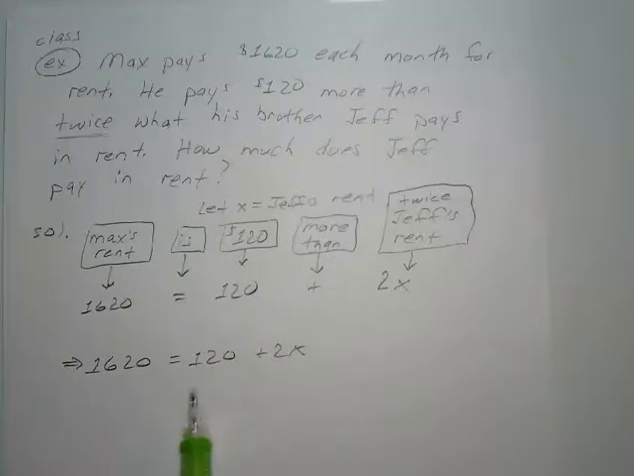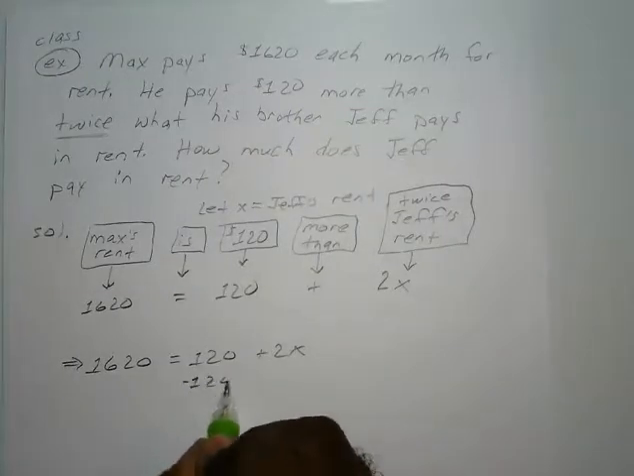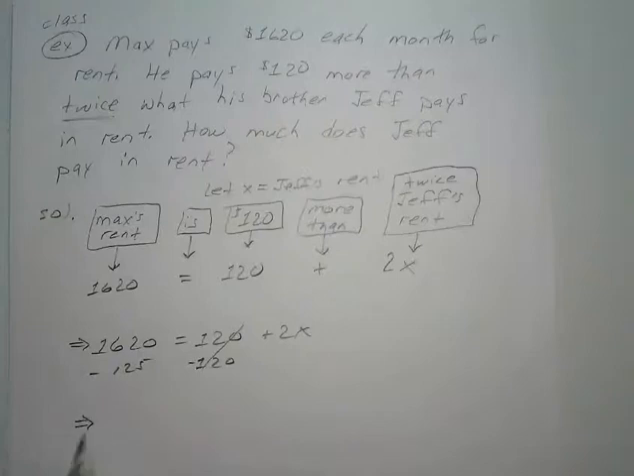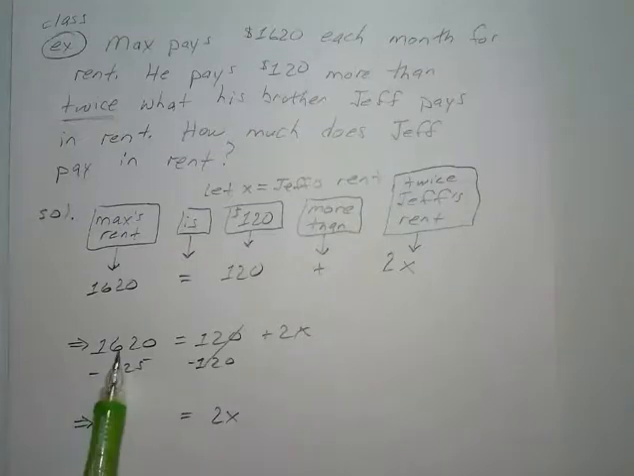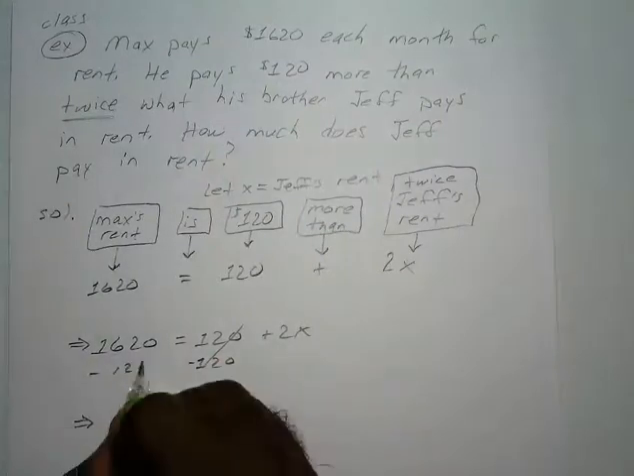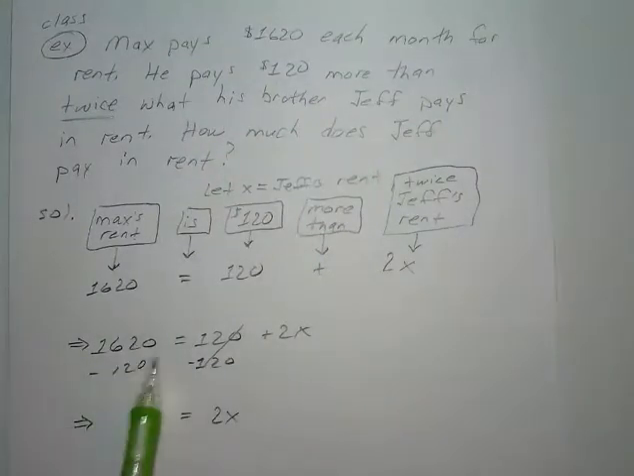All right, so we're going to go ahead and subtract 120 from both sides. These two cancel out. So we have 2x equals 1620. Why did I put that 5 there? I have no idea why I did that. There we go. 1620 minus 120. I was jumping ahead because that's 1500. That's probably where that 5 came from. That shouldn't have been there.